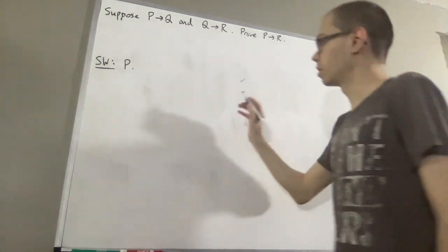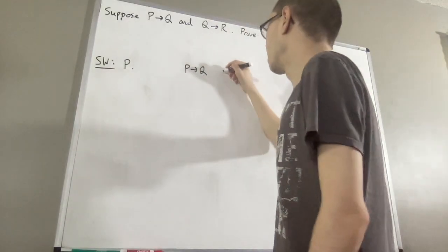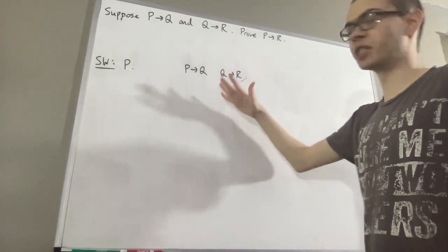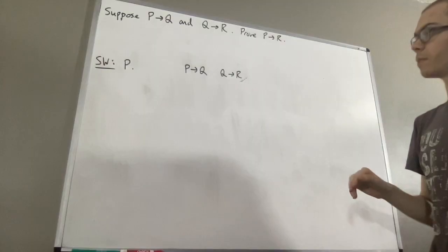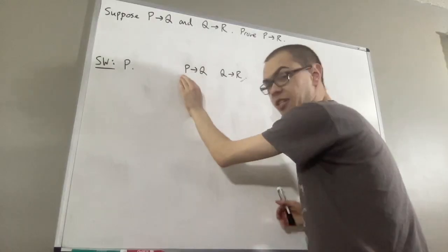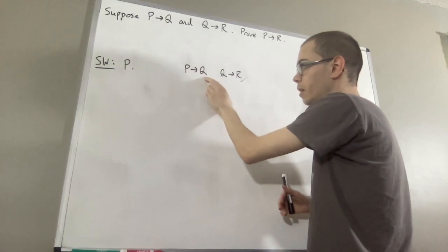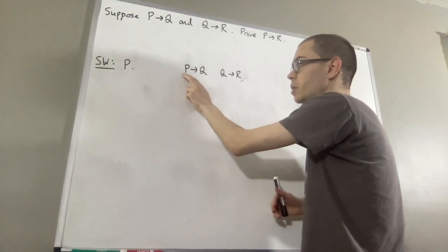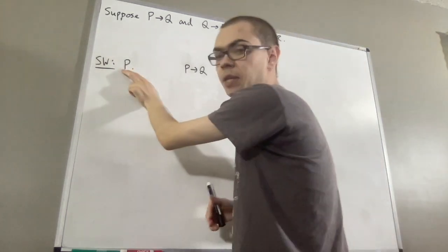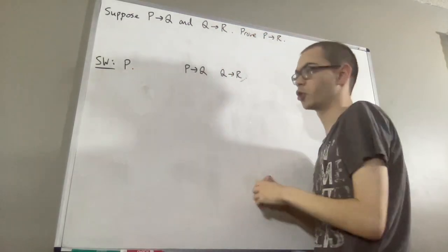So, let's write down the other things that we're given. We're given if P is true, then Q is true. If Q is true, then R is true. Let's try to logically deduce that R is true. Now, we know P is true. We also know if P is true, then Q is true. So, the way we can read this is, whenever we know that P is true, we can conclude that Q must then be true. Well, we know that P is true, right? We're making that assumption, so we can conclude that Q must then be true.